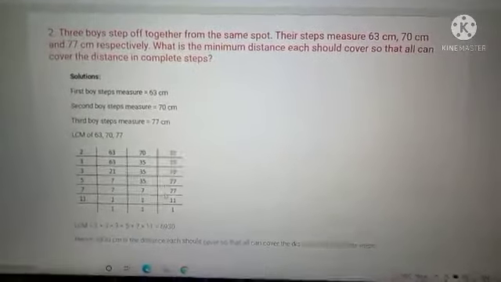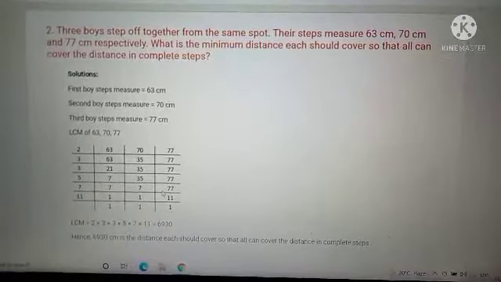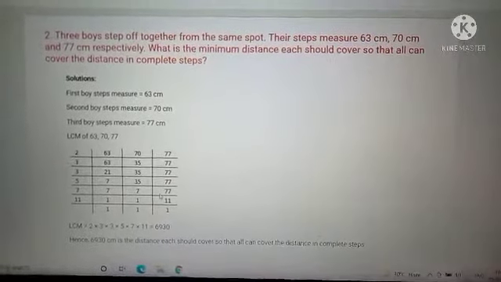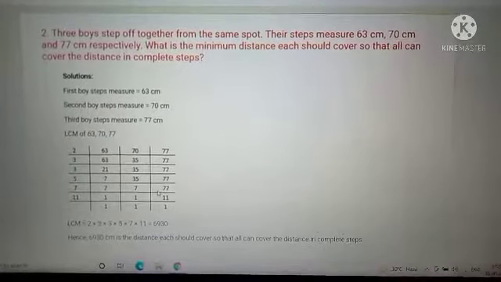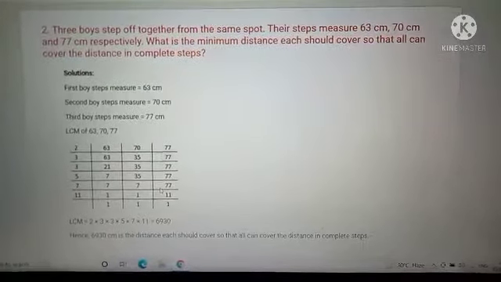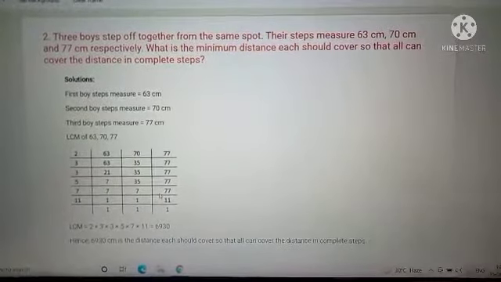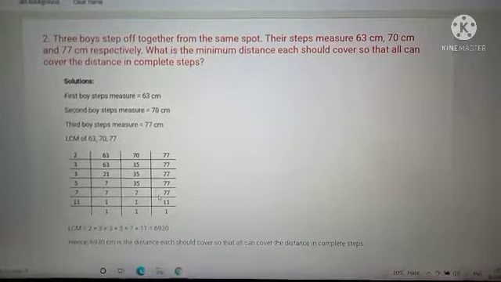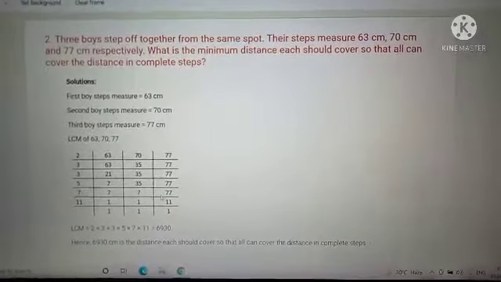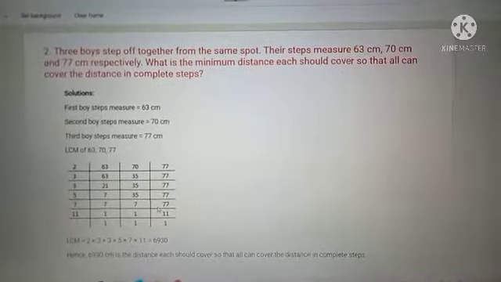Let's see the solution of this question. The first boy's step measure is 63 centimeter. Second boy's step measure is 70 centimeter. And third boy's step measure is 77 centimeter. We are going to find the minimum distance each should cover so that all can cover the distance in complete steps. So that word is minimum. Minimum distance. That means least common multiple, LCM.